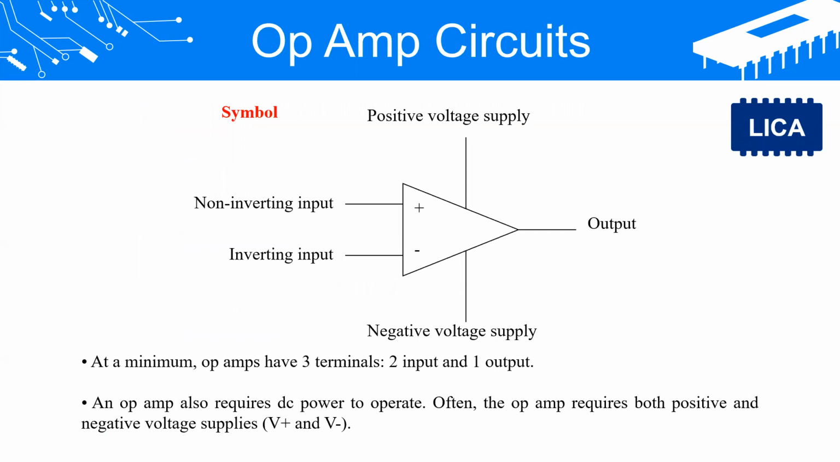This is the symbol of an op-amp along with its various terminals, shown in this slide. The op-amp is indicated basically by a triangle which points in the direction of the signal flow. The op-amp consists of 5 terminals: the positive voltage supply terminal, VCC or plus V, the negative voltage supply terminal, minus VEE or minus V, the output terminal, the inverting input terminal marked as negative, and the non-inverting input terminal marked as positive.